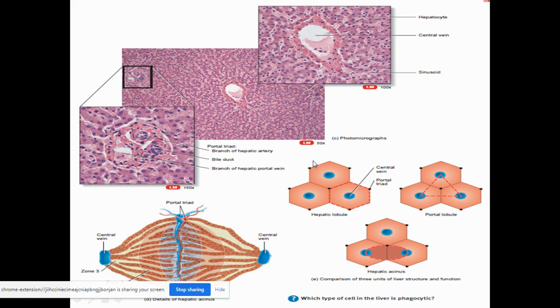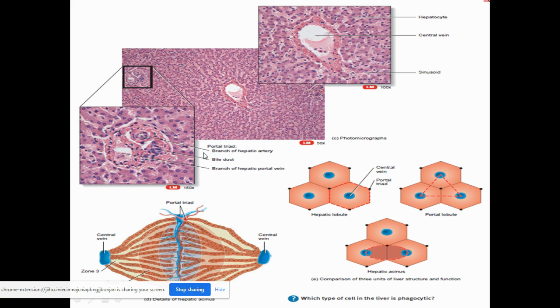This is described anatomically into three functional units. So what are they? Number one is the hepatic lobule, number two is the portal lobule, and number three is the hepatic acinus. You can see this is the magnified picture of the hepatocytes. You can see the portal triad here: branch of the hepatic artery, bile duct, and branch of the hepatic portal vein. These are the black colored dots present in between. They are called the portal triad.